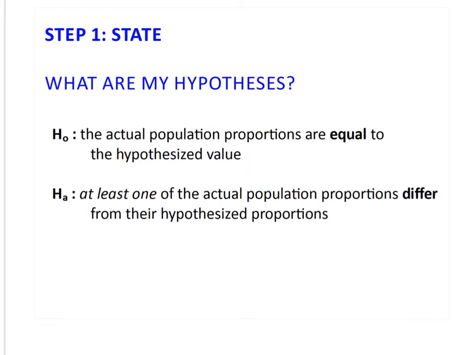So firstly is state. What are my two hypotheses? Your hypotheses will always follow this pattern for goodness of fit. The null hypothesis is that the population proportions are equal to the hypothesized value. So the population is the same as, or is no different than, the hypothesized value or the expected counts. The expected value.